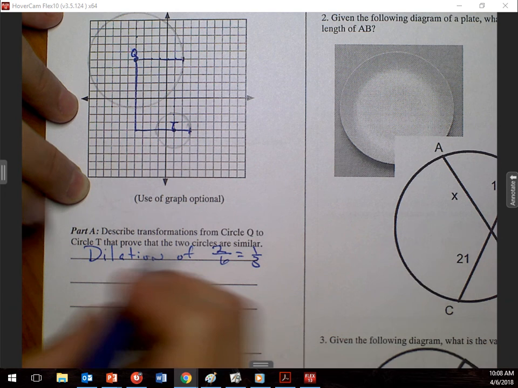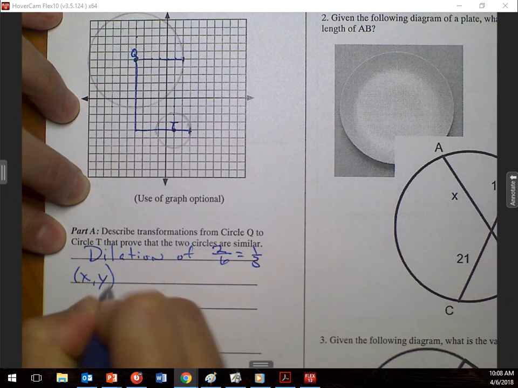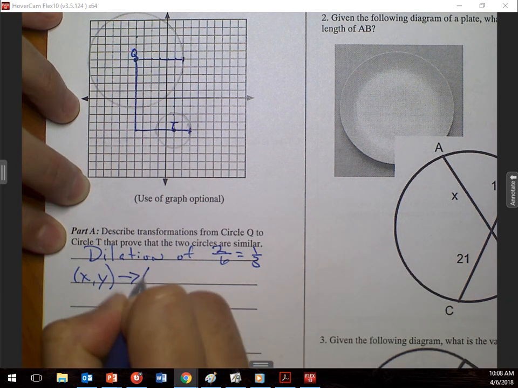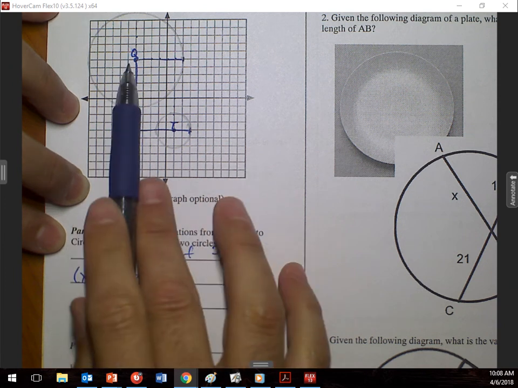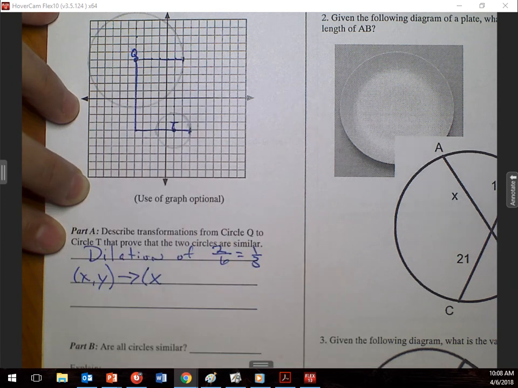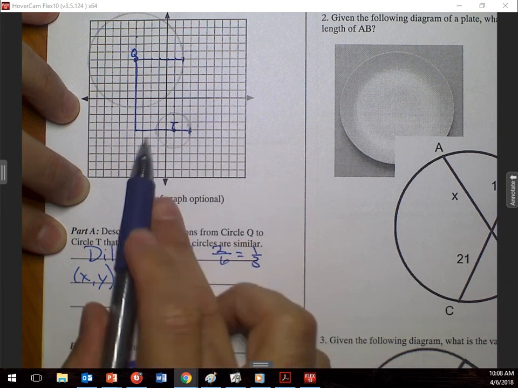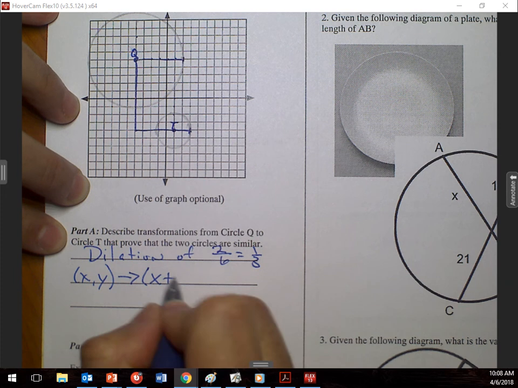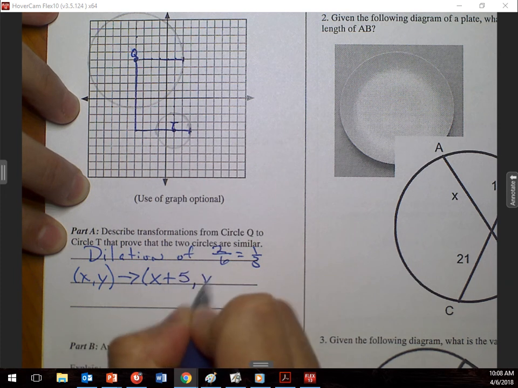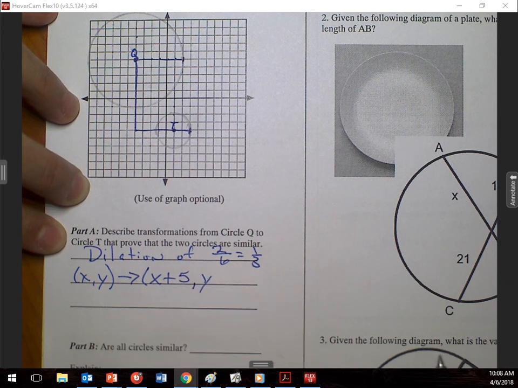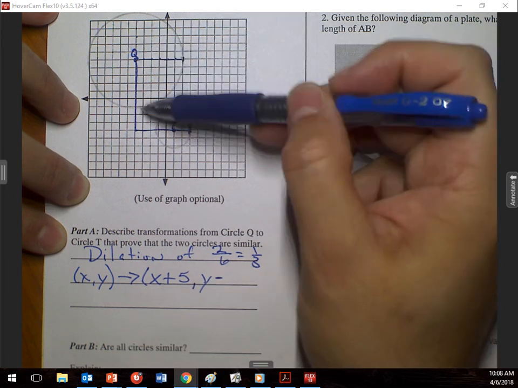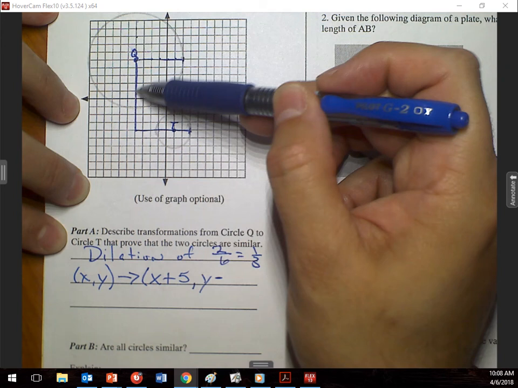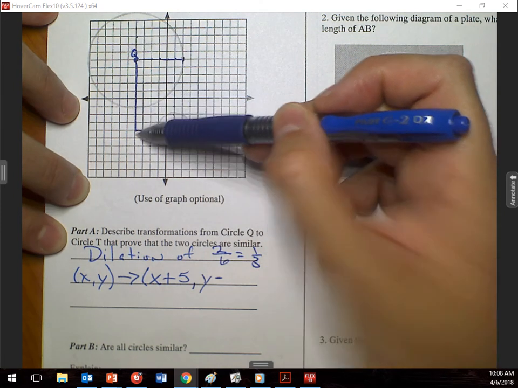All right. So x comma y is translating x. Now, is it moving to the right or left? To the right. So what am I going to put here? The positive. So a plus. How much did it move over? 5. You guys agree? Y: is it moving up or down? Down. So what goes there? Negative. How much did it go down? 9. 1, 2, 3, 4, 5, 6, 7, 8, 9.